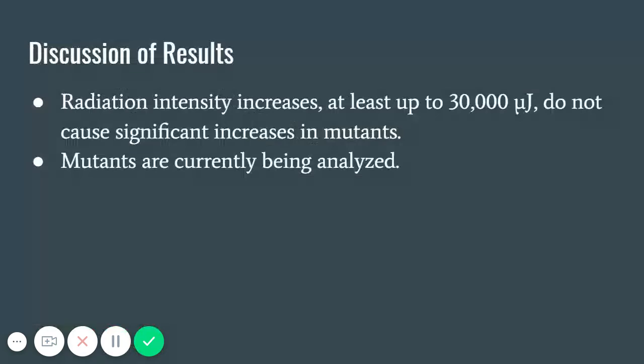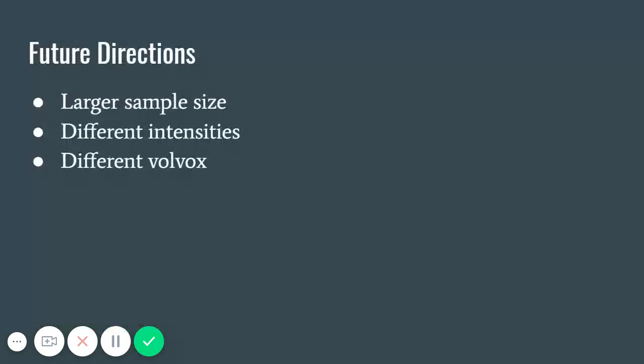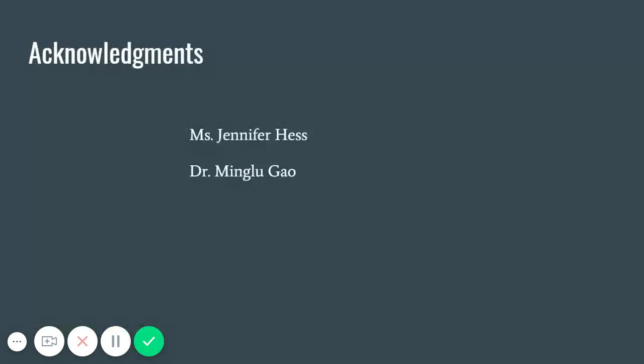In my project, it was found that radiation intensity increases, at least up to 30,000 microjoules, do not cause significant increases in mutants. The new Volvox mutants are currently being analyzed at the Donald Danforth Plant Science Center. Future directions for research could be a larger sample size, more intensities, or to use a different type of Volvox.